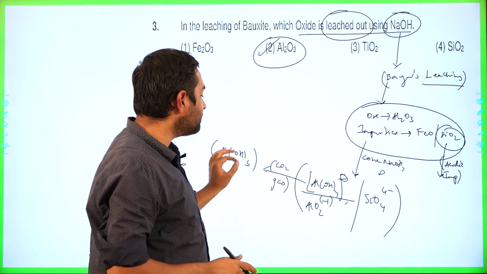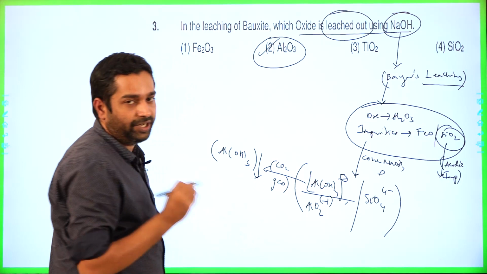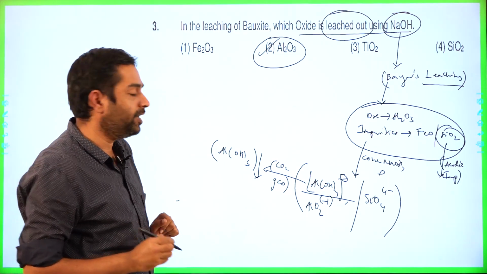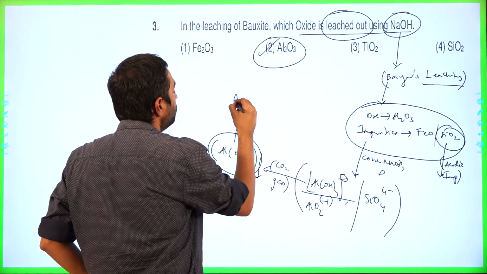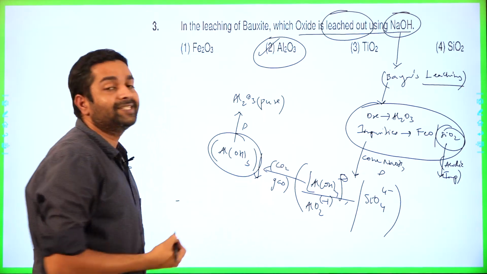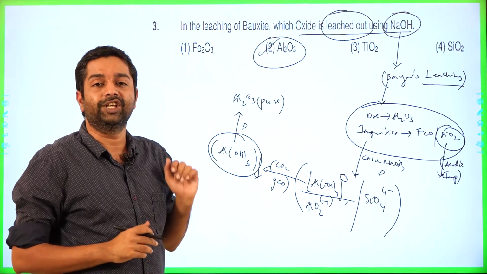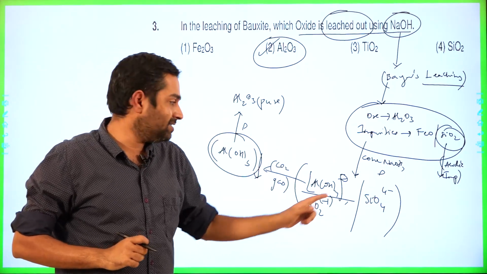So what happens in this particular case is very simple. We will have carbon dioxide displacing the aluminum, Al(OH)3 gets out as a precipitate. This comes out as a fresh precipitate. This precipitate on further heating will produce me Al2O3 pure. That is basically the method of Bayer's leaching in this particular case here. The silicon dioxide remains in solution as the silicate over here.